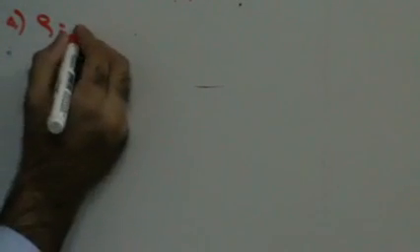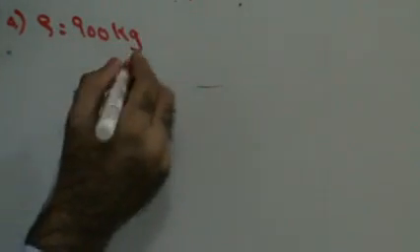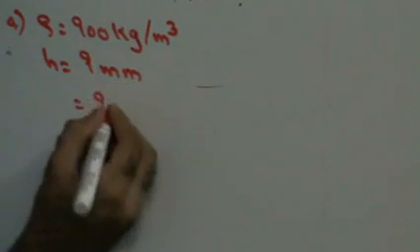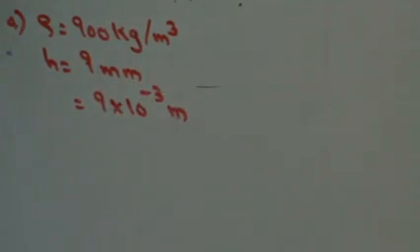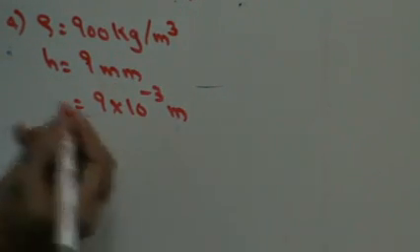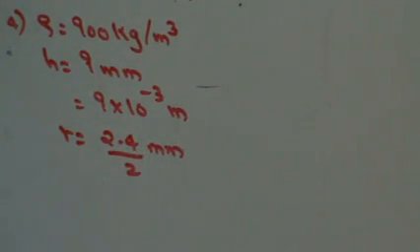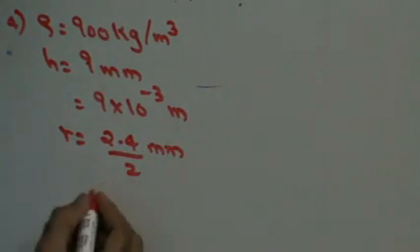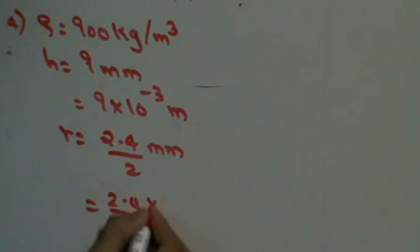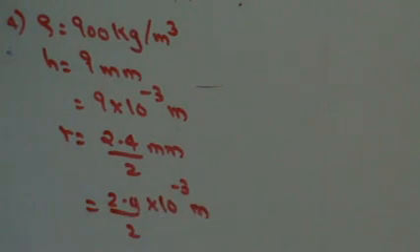Next, take on next one please. A liquid of density 900 kgs per meter cube rises to a height of 9 millimeters in a capillary tube of diameter 2.4 millimeters.